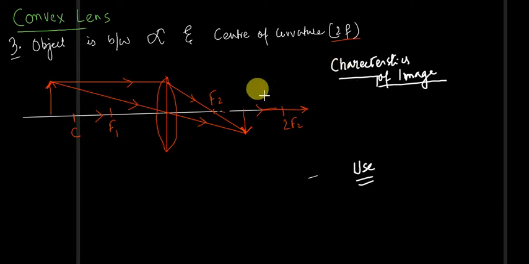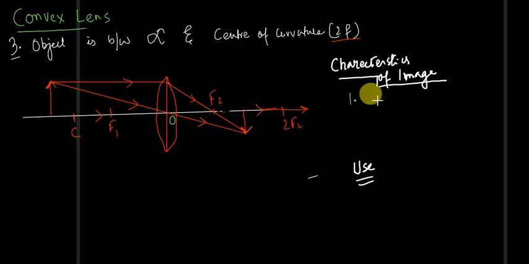So now, as you can see over here, one ray is passing through the optical center undeviated, and another is bending after hitting the lens parallel to it and passing through the second focus, forming an image which is between the second focus and the center of curvature. Okay, so here what are the characteristics of the image?